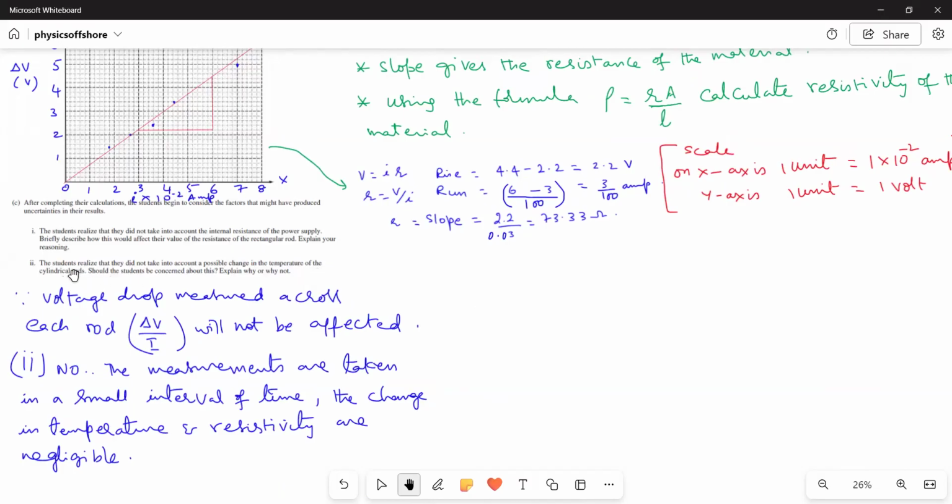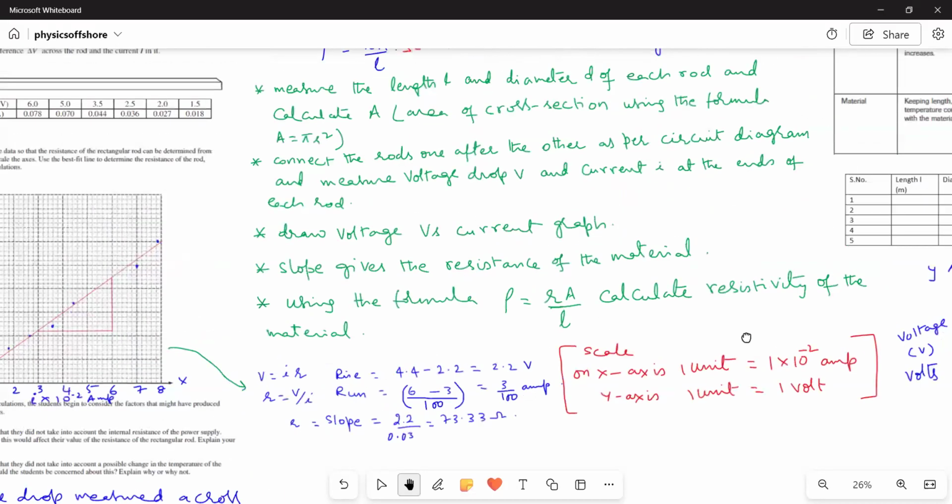Change in temperature of the cylindrical rod. Really, should the students be concerned about this? Means they need not be concerned about the temperature. Okay, of course, the temperature change affects the resistance. As the temperature increases, resistance increases, but it should be a significant increase. How many degrees of temperature is it increasing in a fraction of a minute? Hardly, because nowadays they are all digital voltmeters and digital ammeters. To take the reading, it will take hardly 1 minute or 1.5 minutes. In that interval of time, the parameters will not change. Okay, so this is the answer for this question.